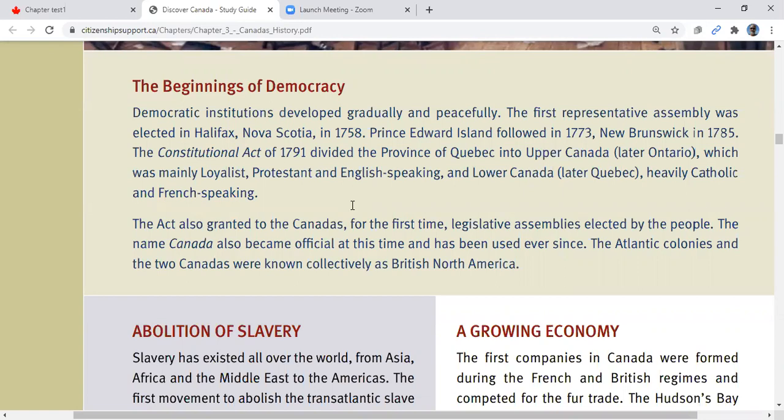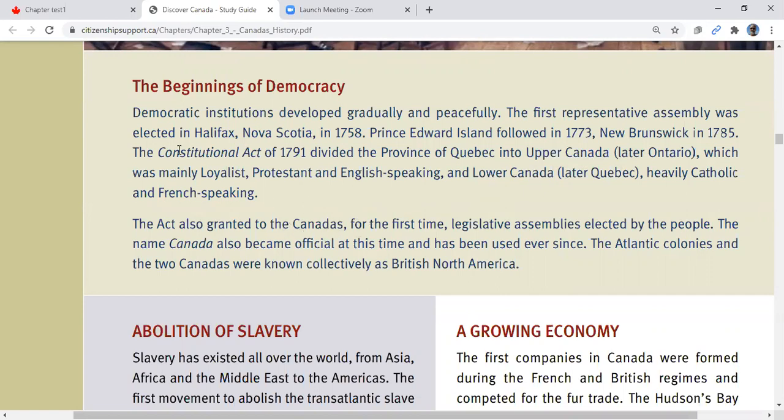Again, difficult words. Legislative assemblies, those are big words. You were reading here, it said the Act also granted to the Canadas, and you were thinking, what does that mean? Canadas means two Canadas. That's what they did back then. Ontario was called Upper Canada, and Quebec was called Lower Canada. They weren't called Ontario and Quebec back then. So that's what it means by the two Canadas, Upper Canada and Lower Canada.